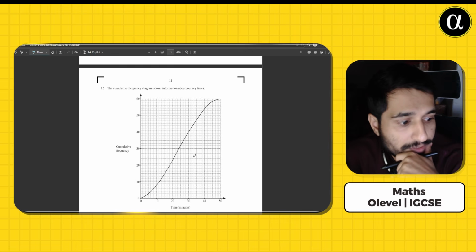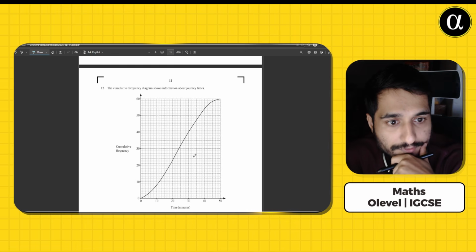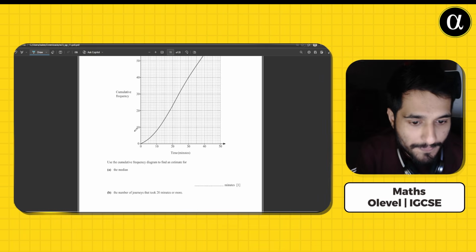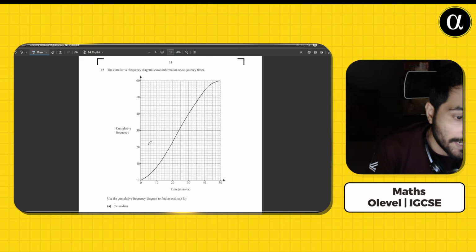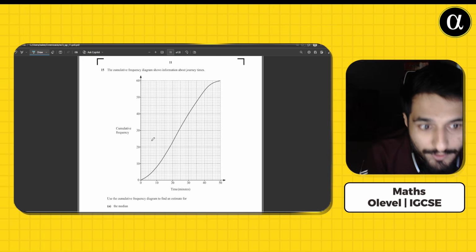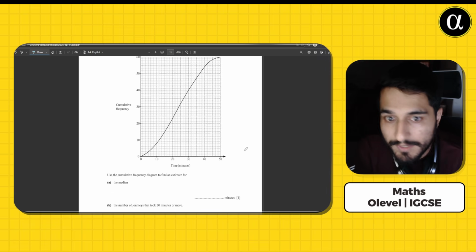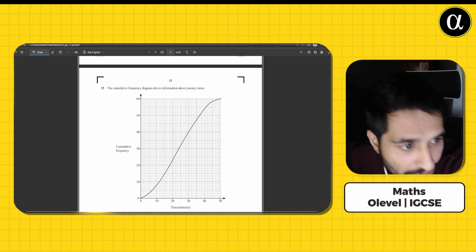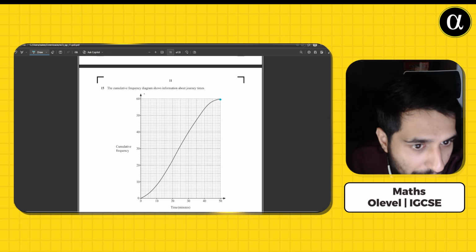So this question is from statistics. It states the cumulative frequency diagram shows information about journey times, and we have this cumulative frequency diagram. It says use the cumulative frequency diagram to find an estimate for the median. Now, in order to find the median, we should know that the median is 50% or half of the total data. What's the maximum data that we have? It's basically this number, which is 60.